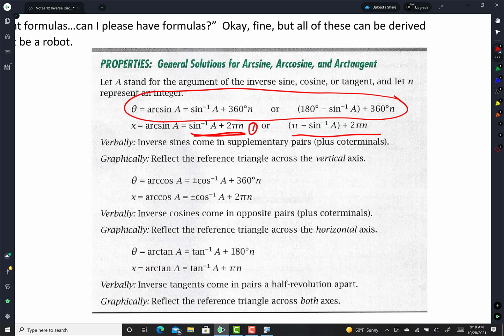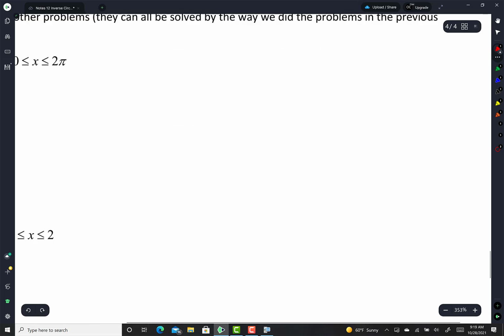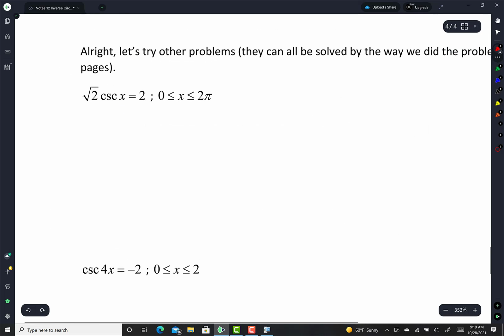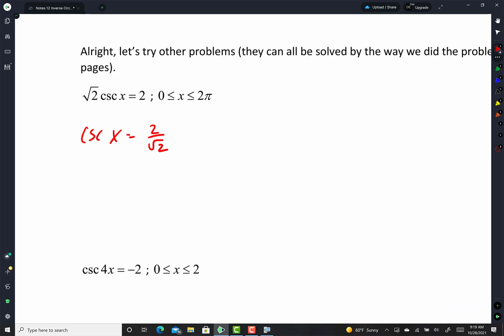Okay. So here we go. Let's do these last two. And there's no formulas for these. We're just going to do it by what we know. So square root of 2 cosecant x equals 2. Divide by square root of 2. So cosecant x equals 2 over square root of 2. Now you got two options. You can take the reciprocal. Or you can get the answer immediately from here. So what's the reciprocal of cosecant?